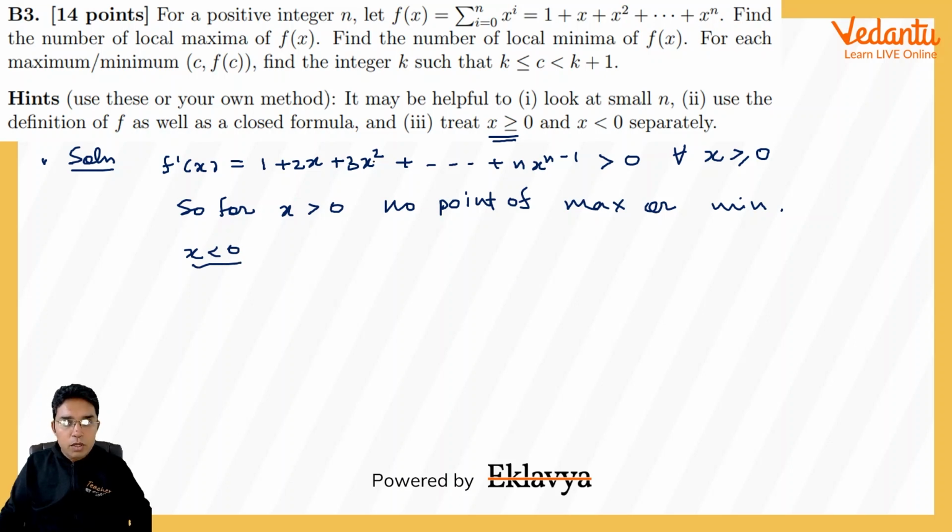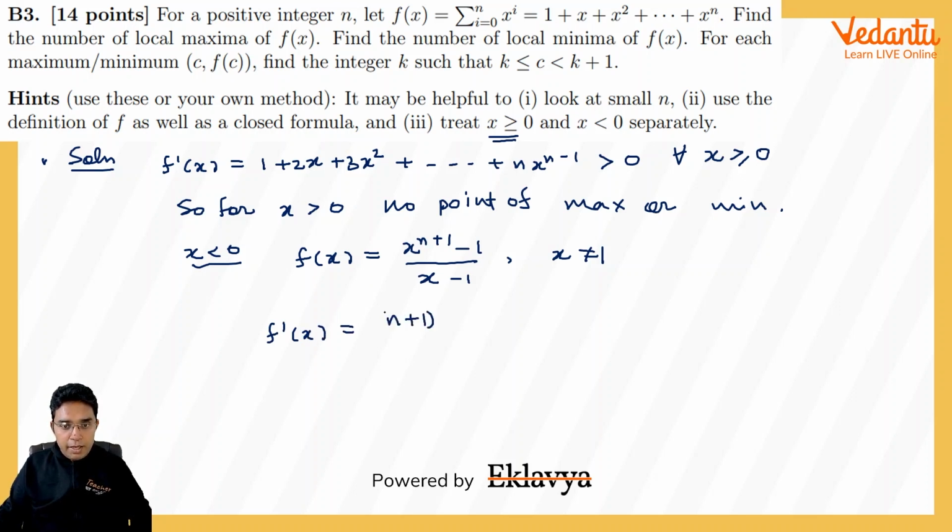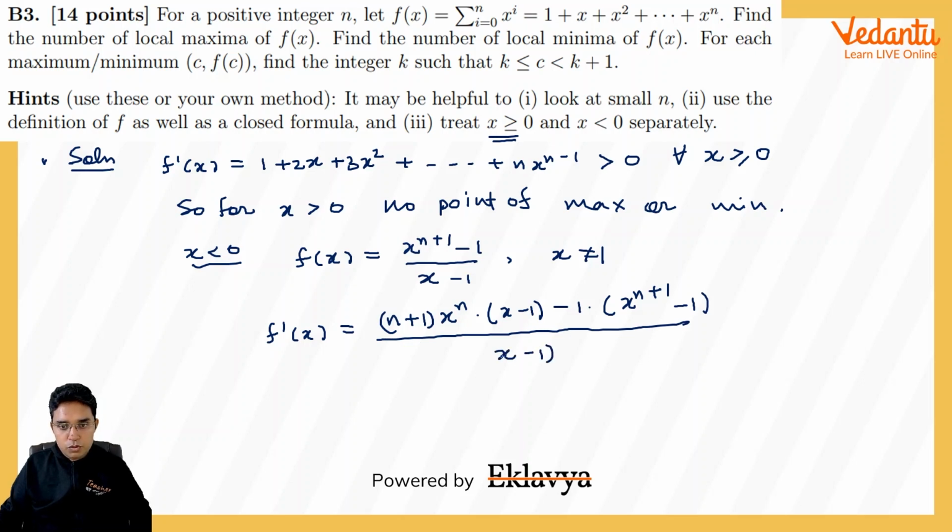Now coming to x less than 0. First of all, I will write this f(x) as (x power n plus 1 minus 1) upon (x minus 1), which is valid whenever x is not equal to 1. And when we are talking about x less than 0, this cannot be equal to 1. Now let us do the differentiation here. So f dash x here would be, by the quotient rule of differentiation, [(n plus 1) into x power n into (x minus 1) minus 1 into (x power n plus 1 minus 1)] whole divided by (x minus 1) whole square.